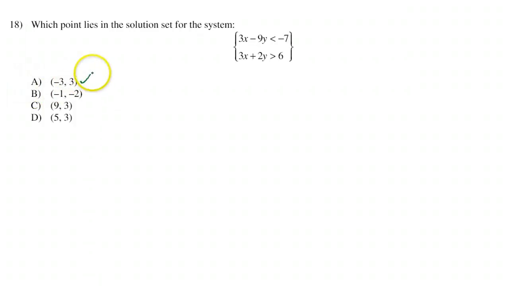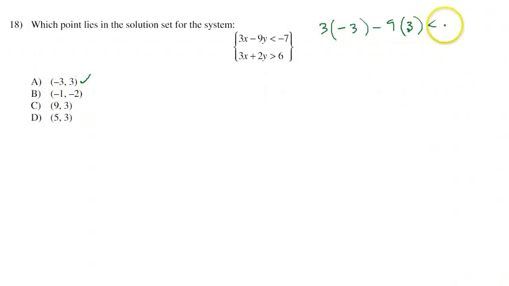So let's try this one, negative 3 for x and 3 for y. I'll plug it into the first one, and let's see what we get. I'm going to get 3 times x, which is minus 3, minus 9 times y, which we see again is positive 3. So I'm going to get a positive 3 here.